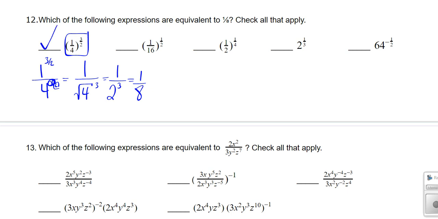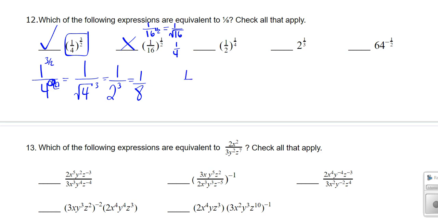Alright, next one we have, I'll do that one up here, 1 over 16 to the 1/2. Well, 1 to the 1/2, that's the square root of 1, which is 1. So 1 over the square root of 16 is what that is. Well, the square root of 16 is just 4. So this is 1/4, not 1/8.